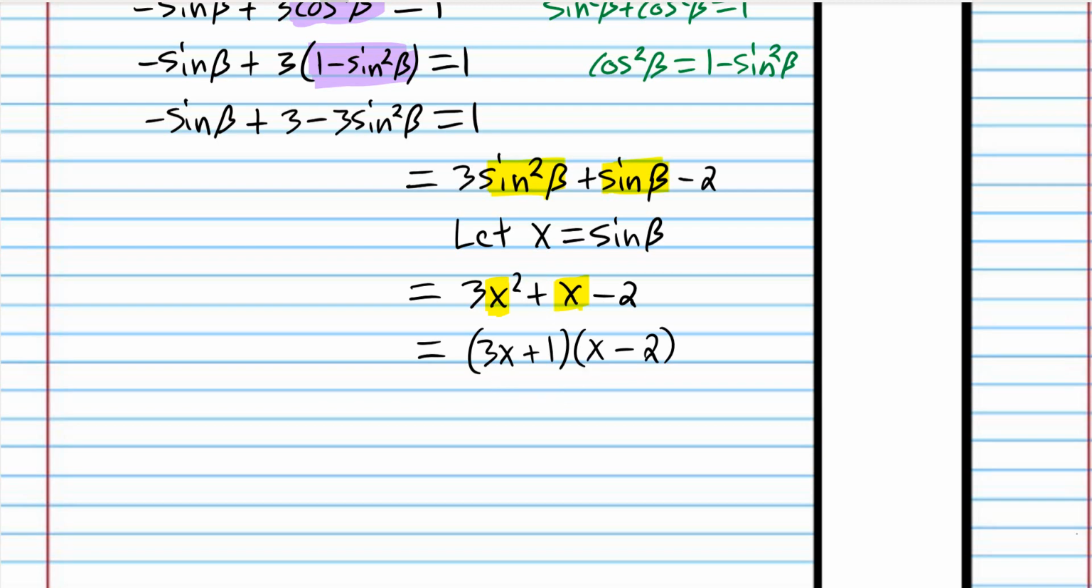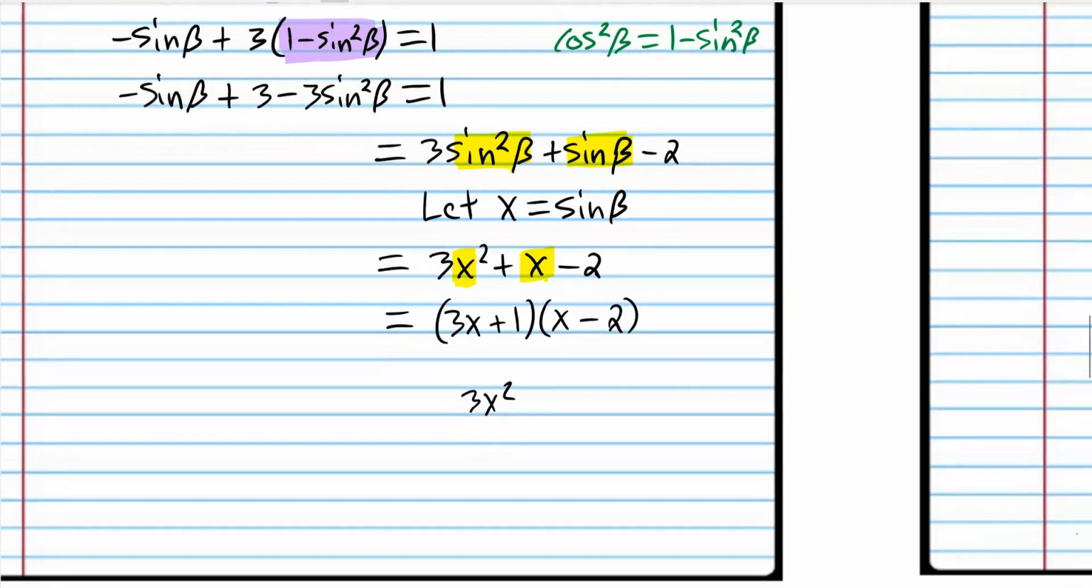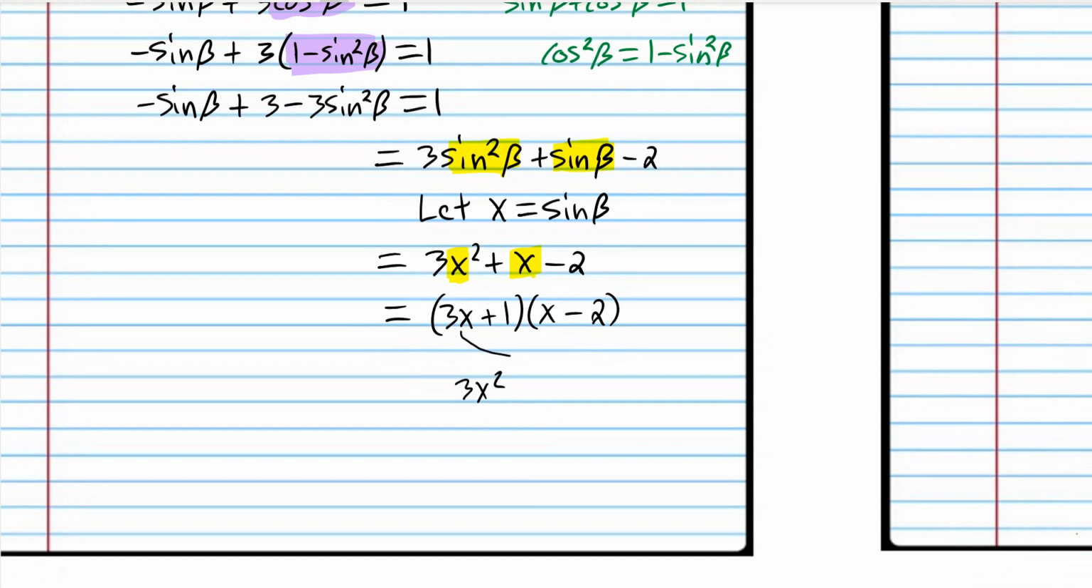So now let's use FOIL. 3x times x is 3x squared. We're going to check to make sure we factored properly using FOIL. 3x times negative 2 is negative 6x. 1 times x is x. And 1 times negative 2 is negative 2. Combine the inner terms and you get negative 5x, but we don't have negative 5x, so that didn't work.